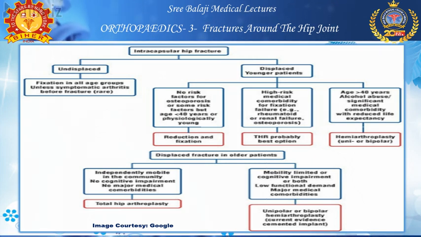Whereas in a displaced fracture where there is no risk or any osteoporosis, the treatment is open reduction and fixation. Whereas if the risk is high and the medical comorbidities are more, then total hip replacement is an option. Age above 40 years with alcohol abuse and significant medical comorbidities, then unipolar or bipolar fixation is augmented. Whereas for a displaced fracture in older patients, straight total hip arthroplasty is done. And in case of less mobile patients, we go in for a bipolar hemiarthroplasty.